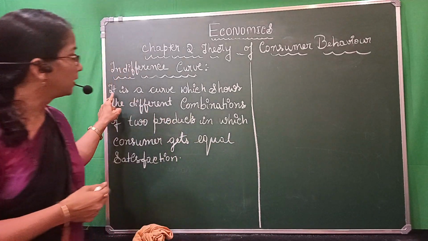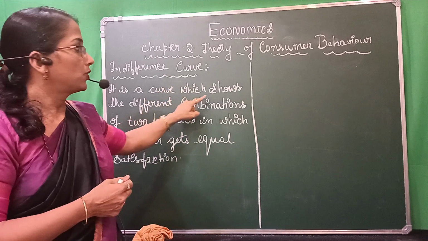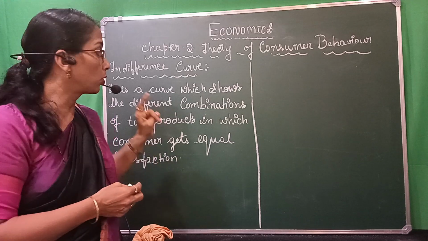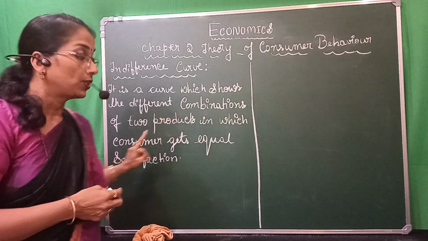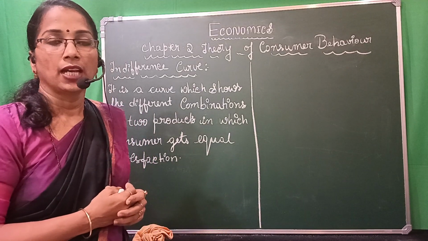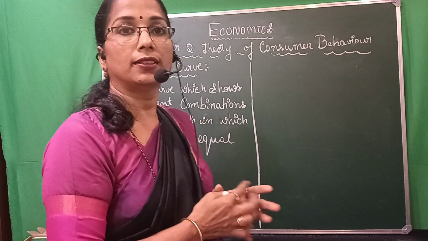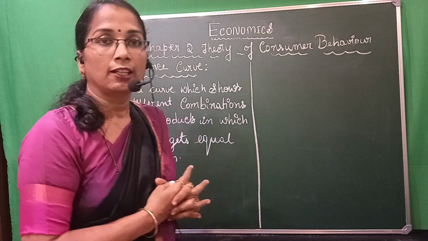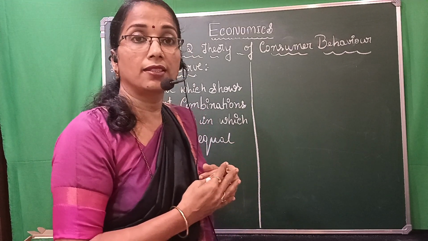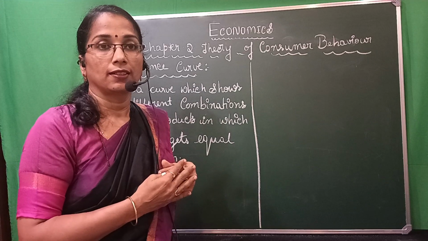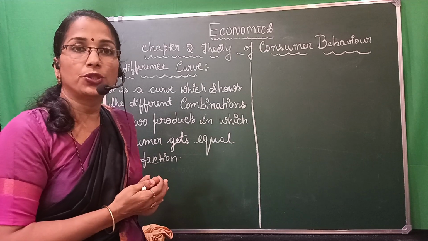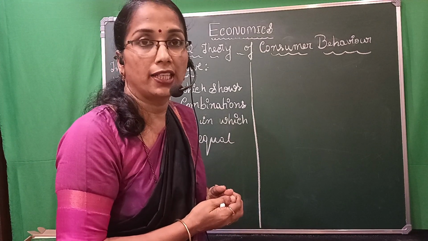An indifference curve is a curve which shows the different combinations of two commodities or two products in which the consumer gets equal satisfaction. As we have already seen under the law of diminishing marginal utility, we are using cardinal utility analysis to measure the utility. Here, under indifference curve analysis, we are using ordinal utility analysis.